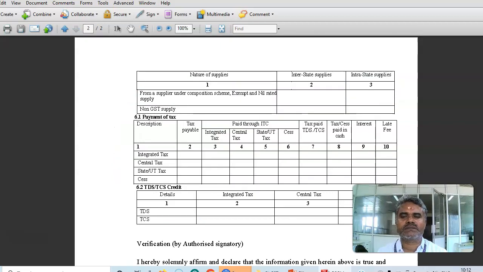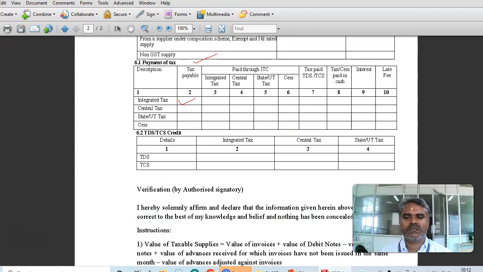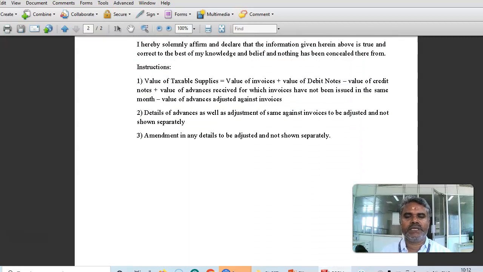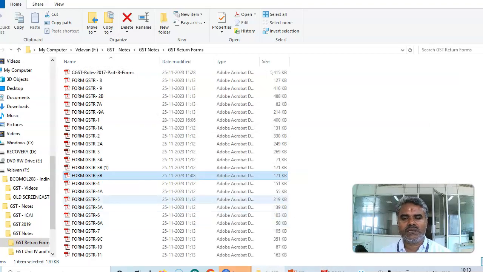Then number of supplies, then payment of tax. Here you have to pay after adjusting input tax credit. After adjusting input tax credit, you have to pay. This is 3B, my dear students, okay, 3B, good.